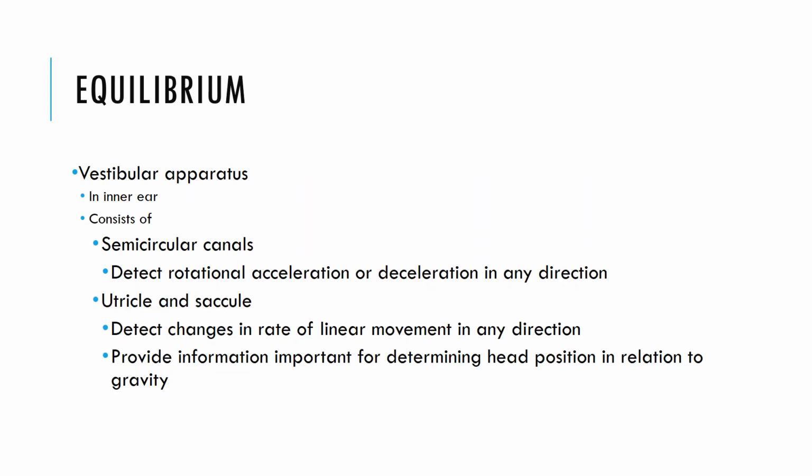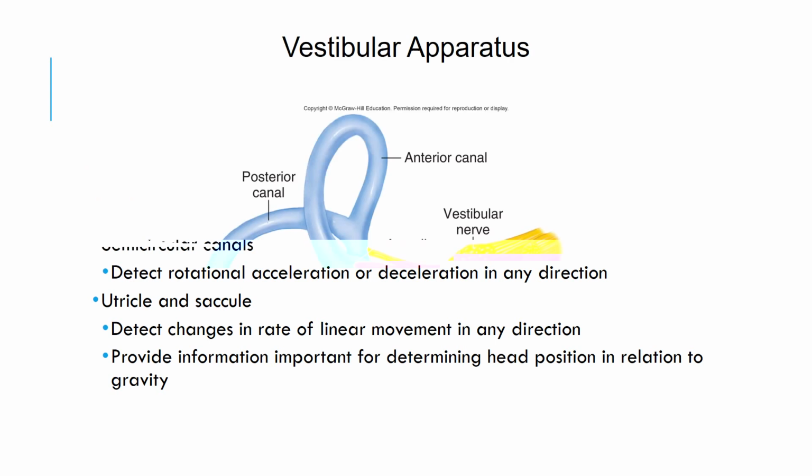Equilibrium is also part of the ear, and this is now part of the vestibular apparatus, which is found within the inner ear. This consists of the semicircular canals, which are important for detecting rotational accelerations or decelerations in one of three directional planes. Also, we have the utricle and the saccule, which are important for detecting changes of linear movement in a direction, and they provide information of head position in relation to gravity.